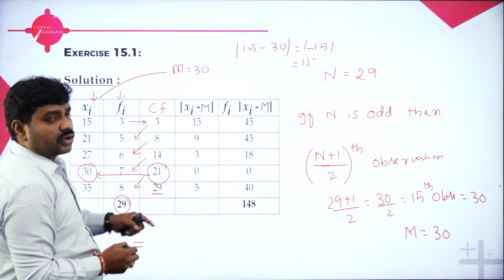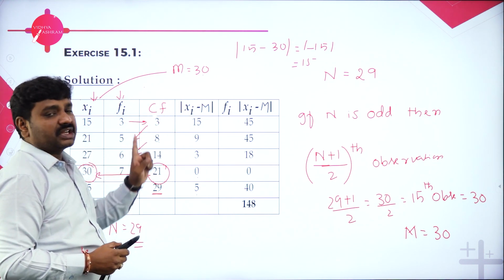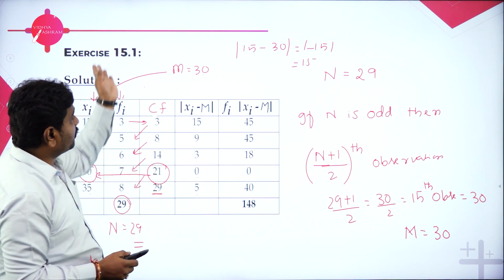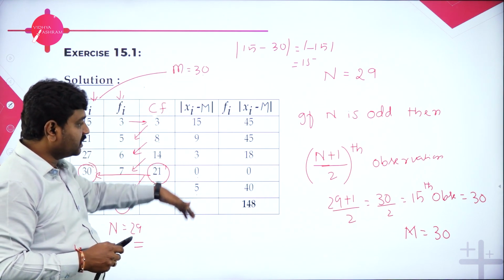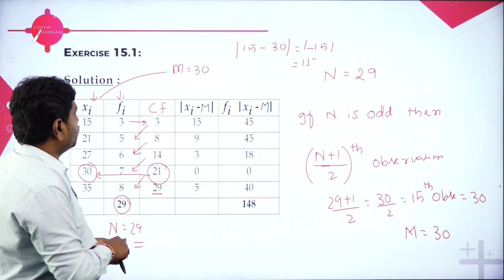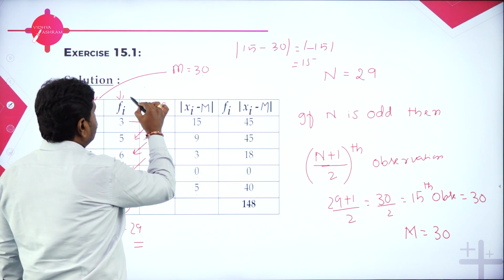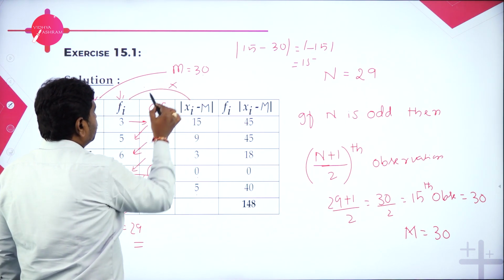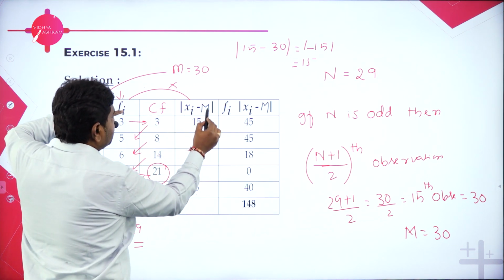So fill the column modulus of xi minus m. It means each observation you subtract from median and take the modulus and write the value. Modulus means what? If it is negative, make it positive. Then fi, and this you multiply: multiply fi into modulus of xi minus m.